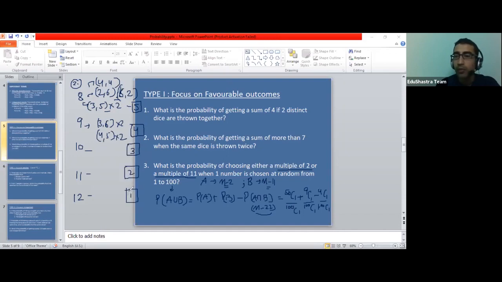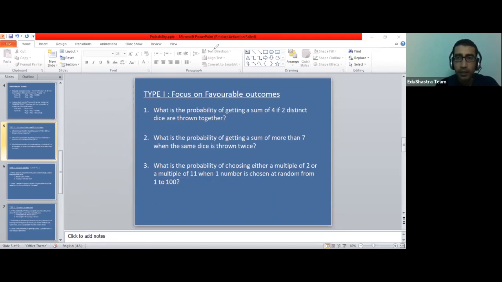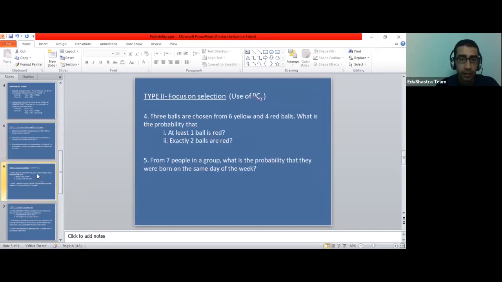So the total number of ways of getting a sum more than 4 would be 5 plus 4 plus 3 plus 2 plus 1, which would be 15 by 36. And of course, you can simplify that. 5 by 12 is the right answer. Is this clear? I think I saw a couple of incorrect answers here. Okay, good. The next slide.